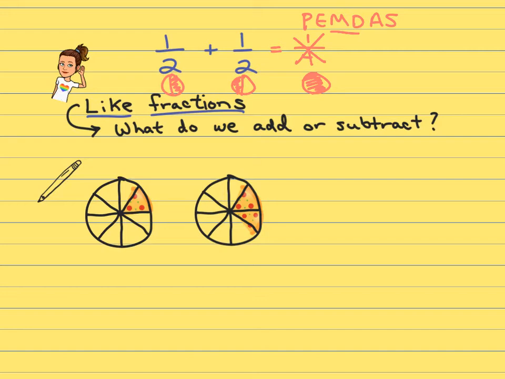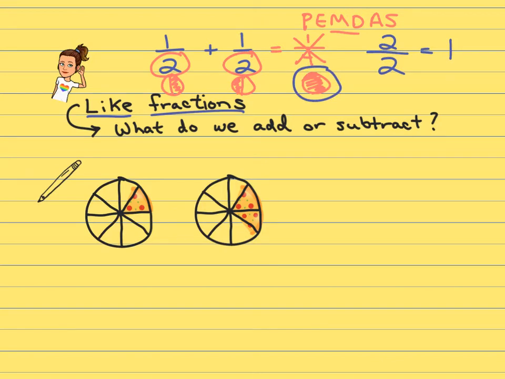So, when we add or subtract, all we need are these denominators to be the same, or we call them common denominators. As long as the denominator is a common denominator, then it doesn't matter what the numerators are. We're going to add the numerators. So 1/2 plus 1/2 is 1 piece plus 1 piece, 2. We have 2 pieces that make up the whole. 2 divided by 2 equals 1. And we have 1 whole.